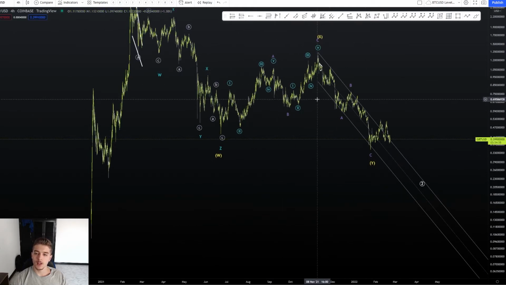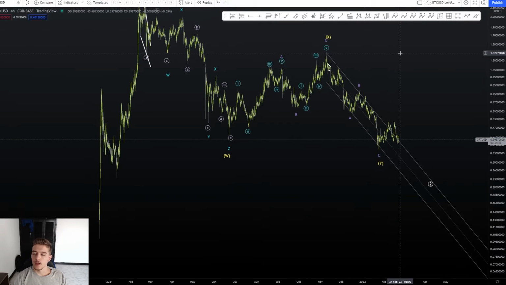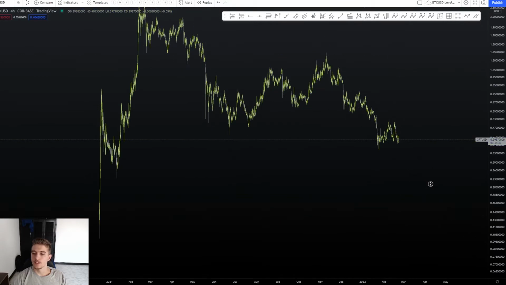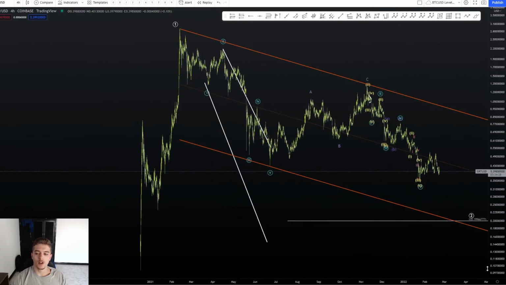We may have already completed it, but like the zigzag count, which I'm going to show you guys, we may have a little bit left. So the zigzag count starts out a little bit peculiar.